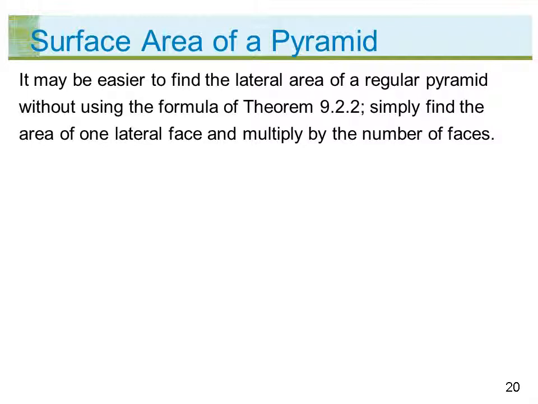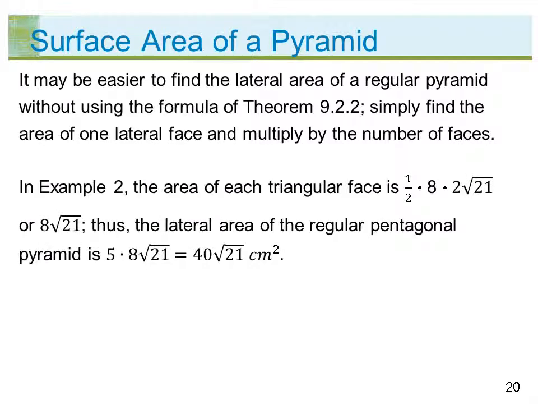It may be easier to find the lateral area of a regular pyramid without using the formula of Theorem 9.2.2. Simply find the area of one lateral face and multiply by the number of faces. In Example 2, the area of each triangular face is 1/2 times 8 times 2 square roots of 21, or 8 square root of 21. Thus, the lateral area of the regular pentagonal pyramid is 5 times 8 square roots of 21, which equals 40 square roots of 21 centimeters squared.